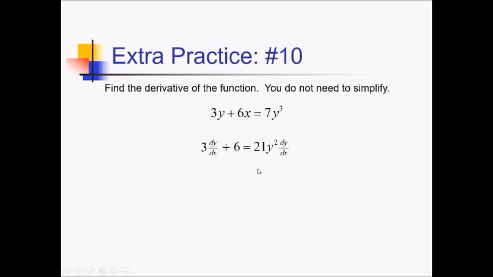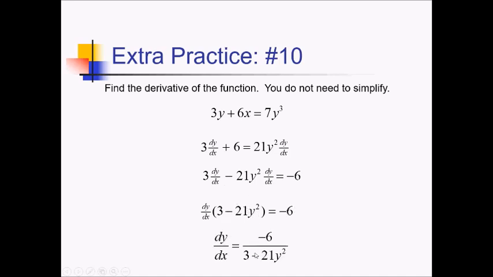At this point, I'm going to get all the dy over dx's on one side and everything else on the other side. So 3 dy over dx can stay on the left. We're going to subtract 21y squared dy over dx to get it over there as well. And then I'll subtract the 6 to get it to the other side. And at this point, I can factor out a dy over dx, leaving me with 3 minus 21y squared. And now to isolate dy over dx, I just divide both sides by that parentheses. So we have negative 6 over all that stuff is going to give us dy over dx.